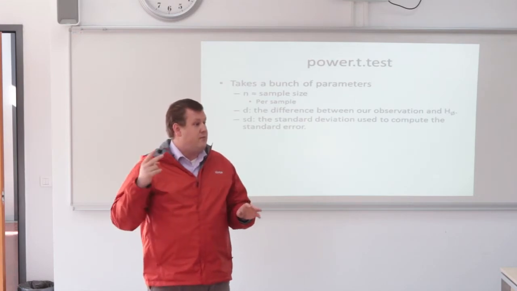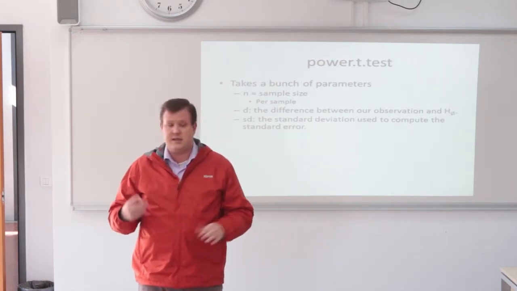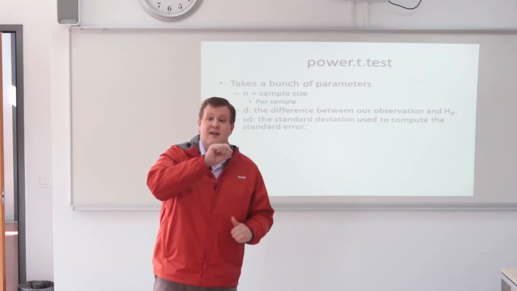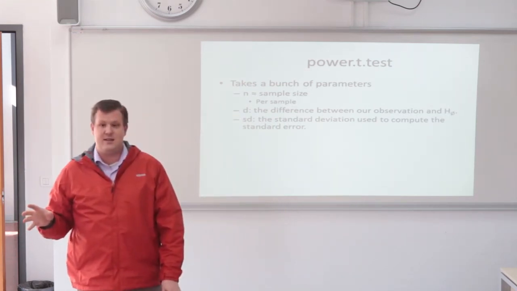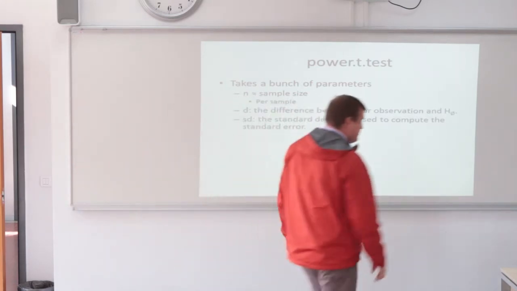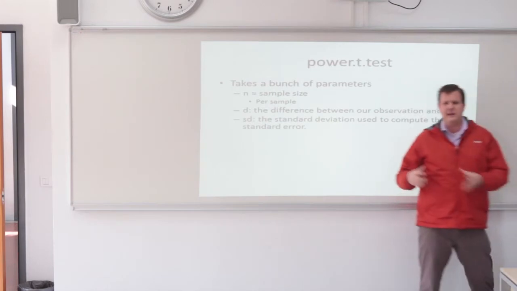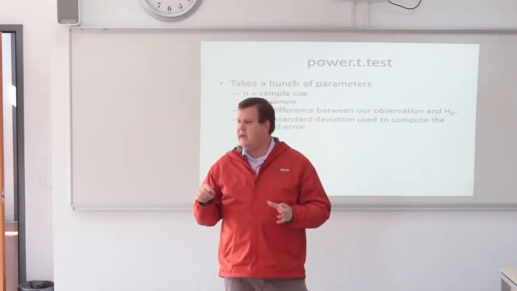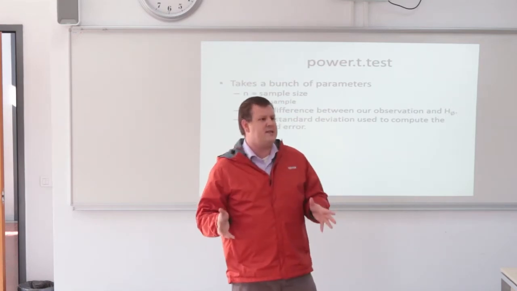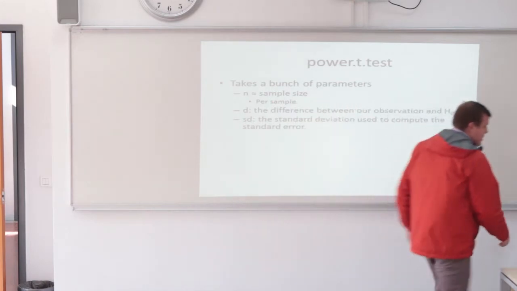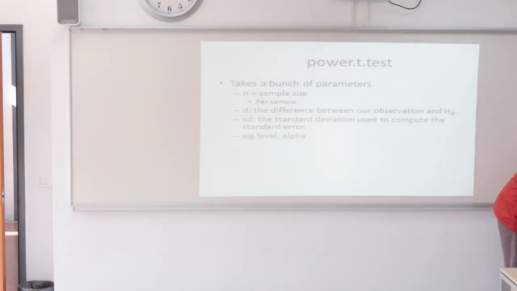For the two sample independent t-test, the standard deviation is going to be the standard deviation calculated on the pooled estimate of the variance of those two samples. And then finally for the paired t-test, it's going to be the standard deviation based on the unbiased estimate of the variance of the differences. Okay. The significance level, it's just your alpha.